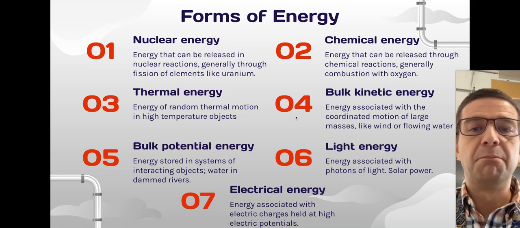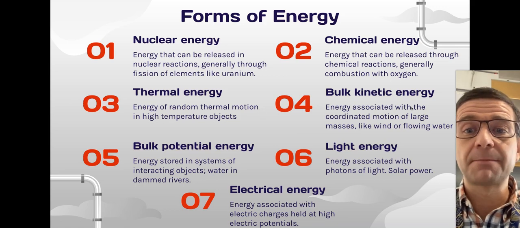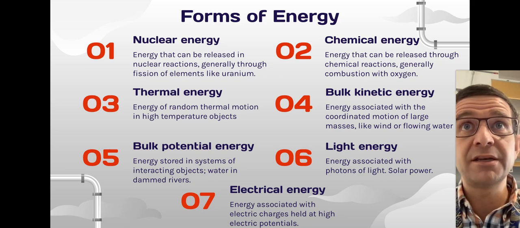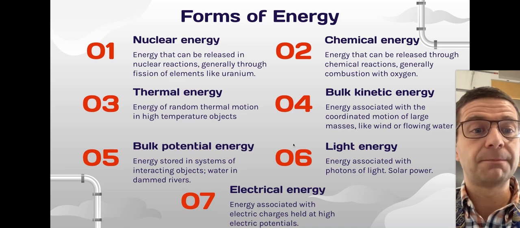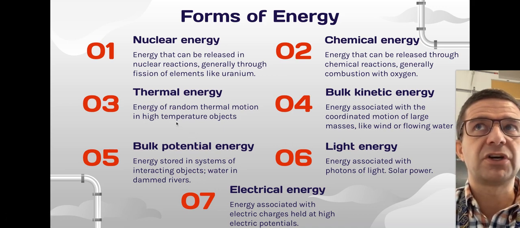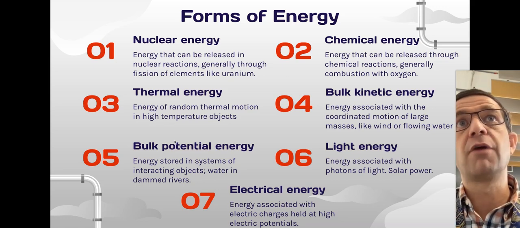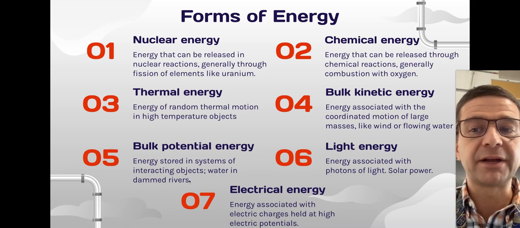Bulk kinetic energy and bulk potential energy are energies that are associated with fluids when they are moving in a coordinated way or located in a particular place. So with bulk kinetic energy, we're talking about the motion of air, like wind, or the motion of water, like tides or rivers. Bulk potential energy, we're talking about mass that is raised up off of the ground. Water in dammed rivers is the main example that we'll think about here.